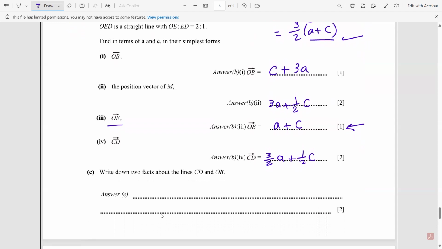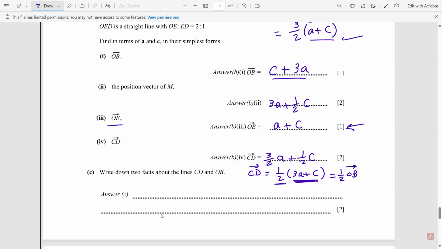Now CD, I can just take half as a common factor. I leave 3A plus C inside. This is the vector CD. And the other vector OB, I found it before, 3A plus C or C plus 3A. Look, now 3A plus C is the same vector OB. So if we rewrite the half again, instead of 3A plus C, just write the vector OB.